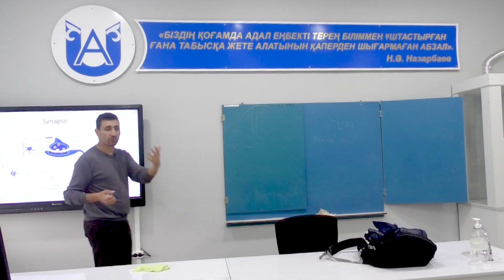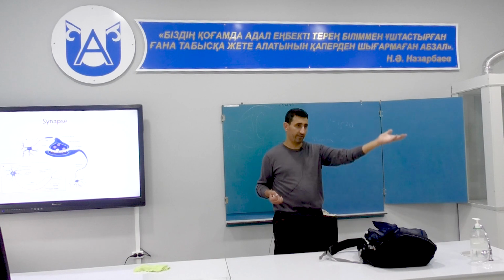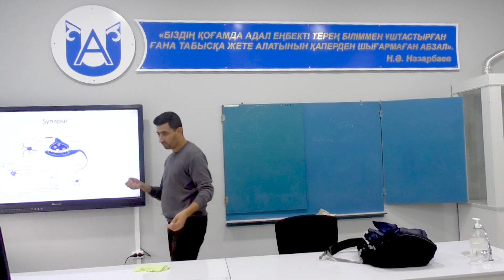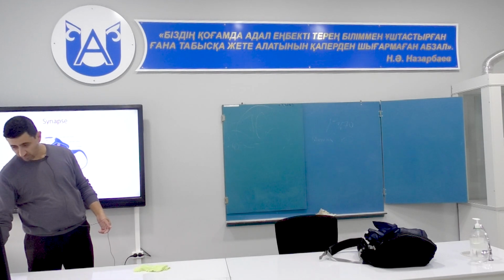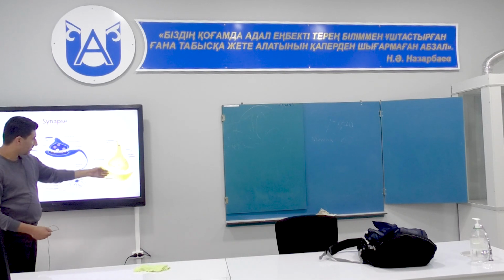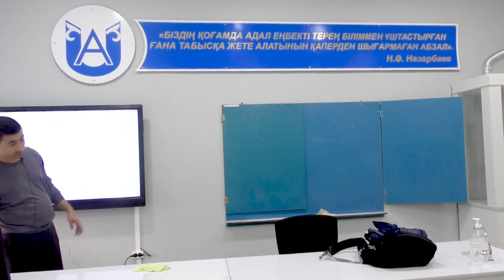Can you tell me some neurotransmitters? Acetylcholine, for example, is one of the chemicals. Okay, you don't know the neurotransmitters. Anyway, these are some of the types of neurotransmitters.